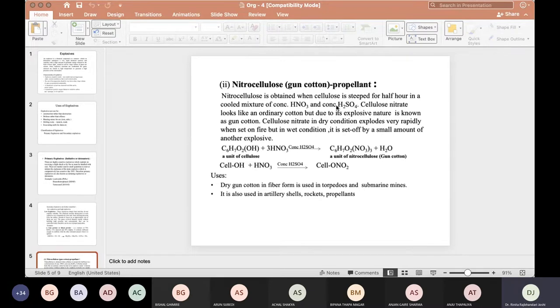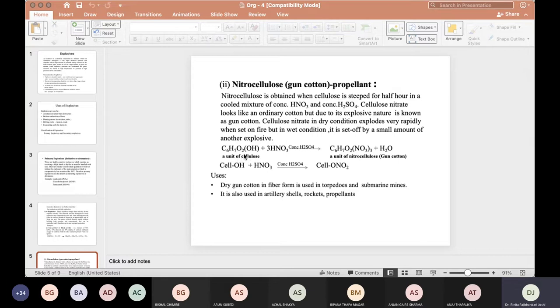In cellulose, the OH groups are changed into nitro groups. Nitration takes place. What is nitration? That is the introduction of the nitro group from the nitric acid, mostly in the presence of sulfuric acid. After half an hour, when you take the cotton out, it looks like ordinary cotton. Cellulose nitrate looks like ordinary cotton, but due to its explosive nature it is known as gun cotton. In dry condition it explodes very rapidly when set on fire, but in wet condition it is set off by a small amount of another explosive.